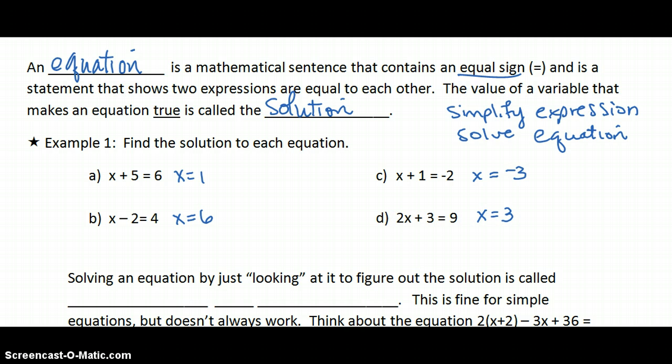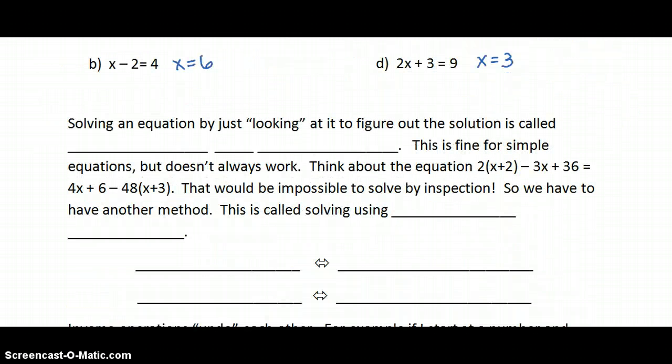So I solved all of those equations just looking at the expressions. Solving an equation by just looking at it to figure out the solution is called solving by inspection. Just sitting and thinking about what would work. And this is fine for simple equations like those that I just showed you.